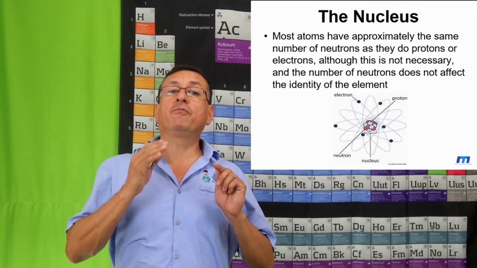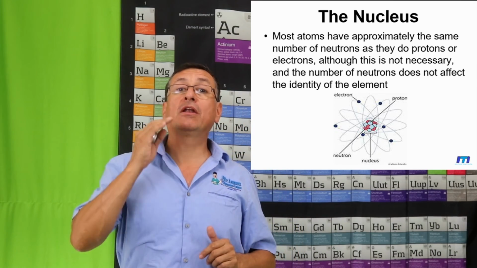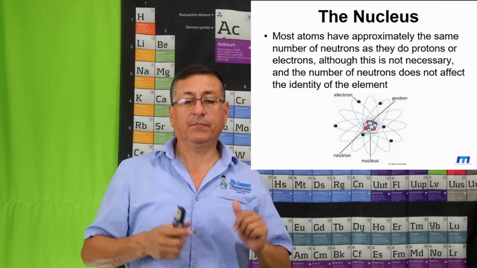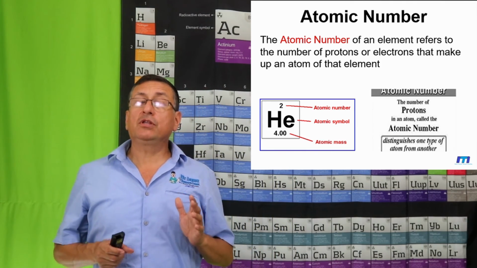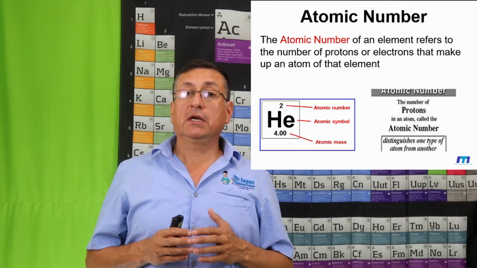But the number of protons and electrons are exactly the same. The number of protons and electrons should be exactly the same. Okay, and we are going to analyze the nomenclature about the atom.